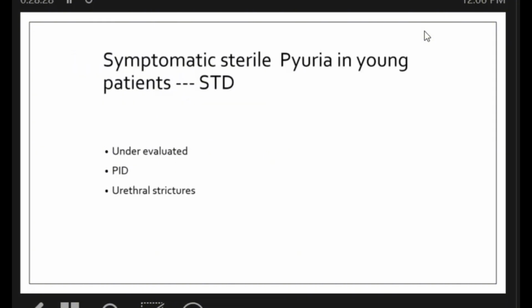So as I said earlier, in a young person with sterile pyuria, always think of STD. In our setup again, PID and urethral stricture are under-evaluated. So it is better to have a clinical care pathway for UTI, very easy in a busy setup, even for non-medical staff and nurses. With a checklist, we can cover all these things. In most busy setups, we miss getting the history and all.